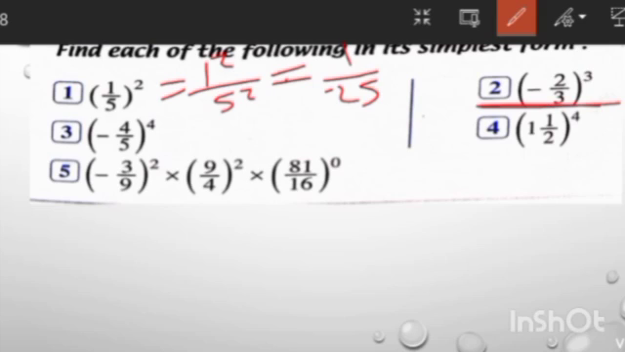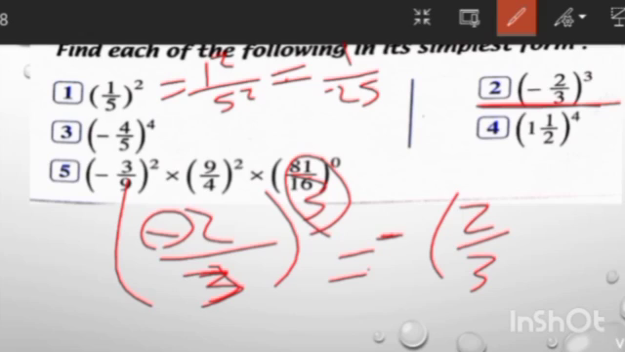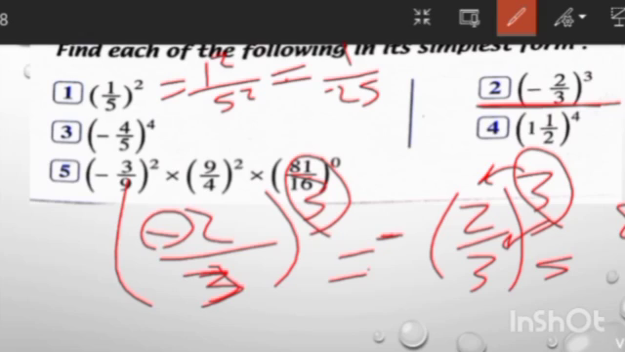Number 2, (-2/3)^3. At first, the power is odd, then we let the negative outside. It's equal to -(2/3)^3. Then 2^3, we distribute the power up and down. 2^3 equals 8, 3^3 equals 27. And we let the negative. Then -8/27 is the result of number 2.